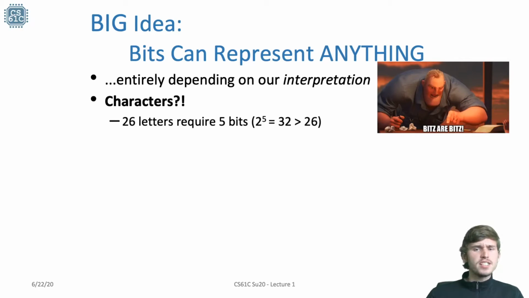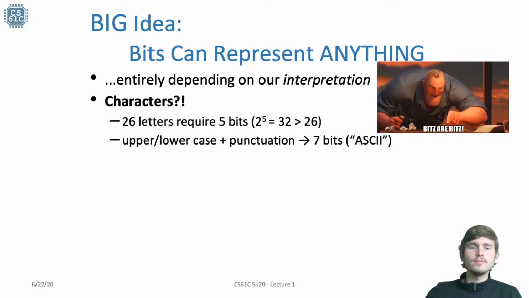That would take us 5 bits, because if we have 26 letters, 2 to the 4 is 16, so that wouldn't represent them all. But 2 to the 5 is 32, which means that we could represent all of those characters plus more. What about if we want to add uppercase and lowercase plus punctuation? Wow, that would require 7 bits, and ASCII is actually the representation for this.